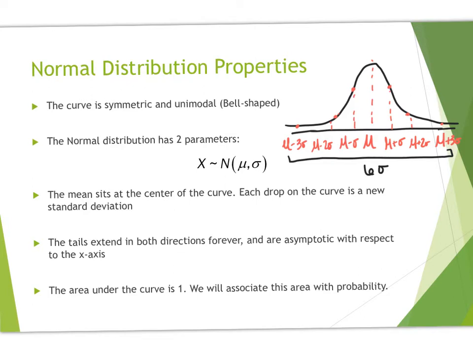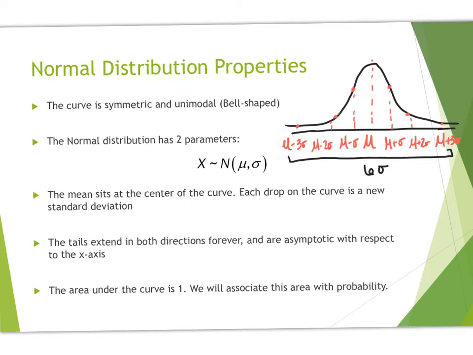The tails extend in both directions forever and are asymptotic with respect to the x-axis. Well, that means these tails will go forever in this direction, the negative direction, and they'll go forever in the positive direction. They'll never touch this axis, although they'll continue to approach it. And again, that just means we have very few values out here on the left and very few values out here on the right. But because it's asymptotic, it's boundless too.